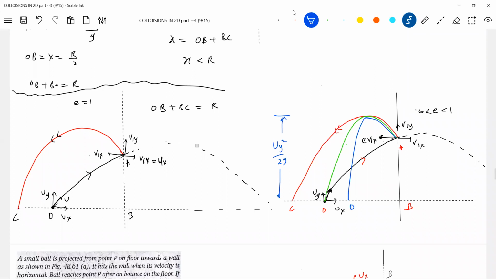Sir, what will the y component after collision be? It will remain the same, because the impulse will act along the x-axis, not the y-axis. The y component will remain as it is. Only the x component will change here. Okay, sir.